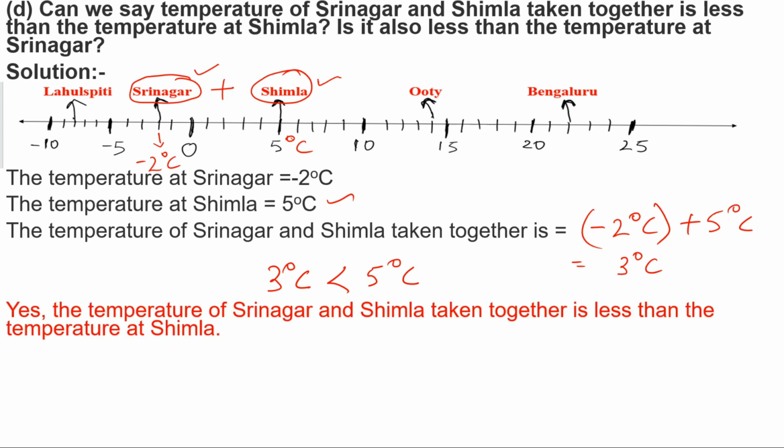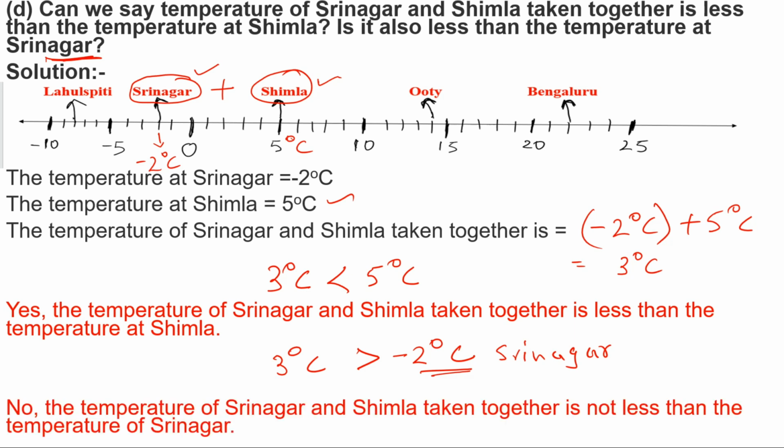Okay. Now the next part is, is it less than the temperature at Srinagar? Now 3 degrees Celsius and Srinagar's temperature is minus 2 degrees Celsius. So 3 degrees is not less than, it is greater than minus 2 degrees, because this is our Srinagar's temperature, right? So it is greater than. So we would say no, the temperature of Srinagar and Shimla taken together is not less than the temperature of Srinagar. I hope this is clear to all.